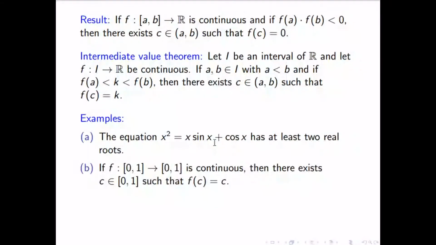So another question is: if f is a continuous function from the closed interval [0, 1] to [0, 1], then we have to show that there exists a point c in the closed interval [0, 1] such that f of c equal to c.